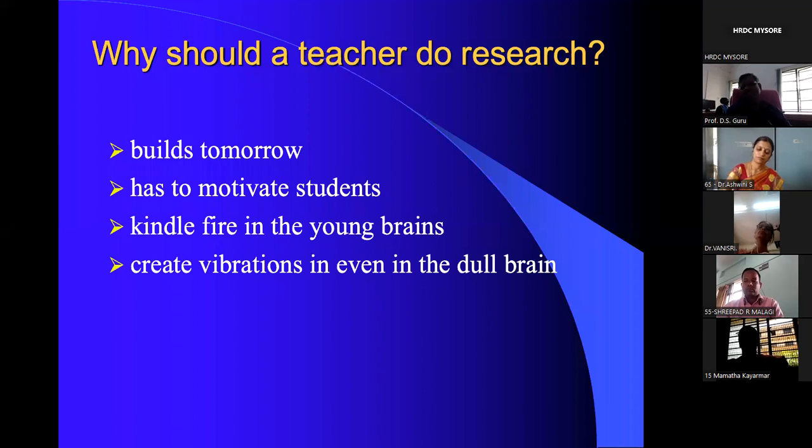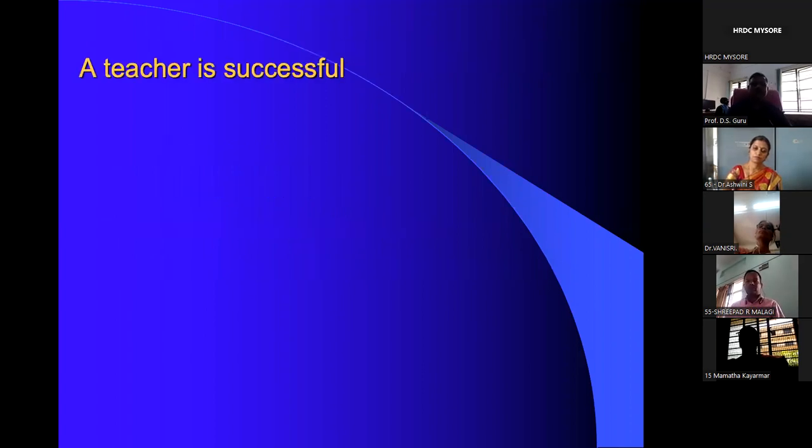And look, when I start delivering my lecture, even the very dull brain in my lecture should be something like vibrant. So I should create such vibrations even in the dullest brain in my lecture. To rise up to that level, to grow up to that level, to be successful in my teaching, I have to be unknowingly, inevitably, a researcher.